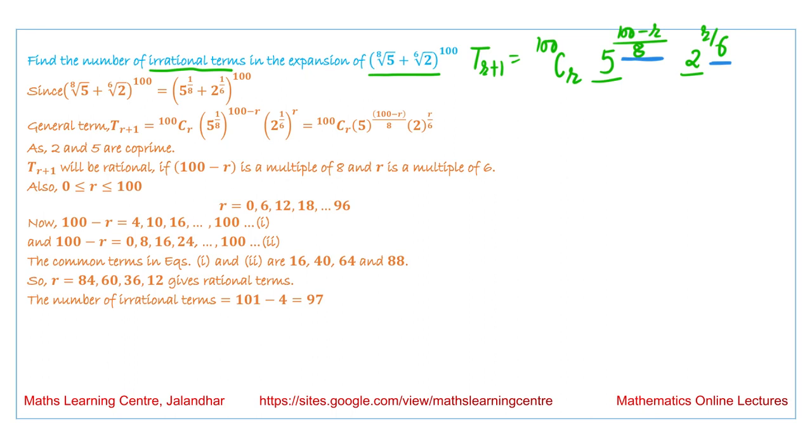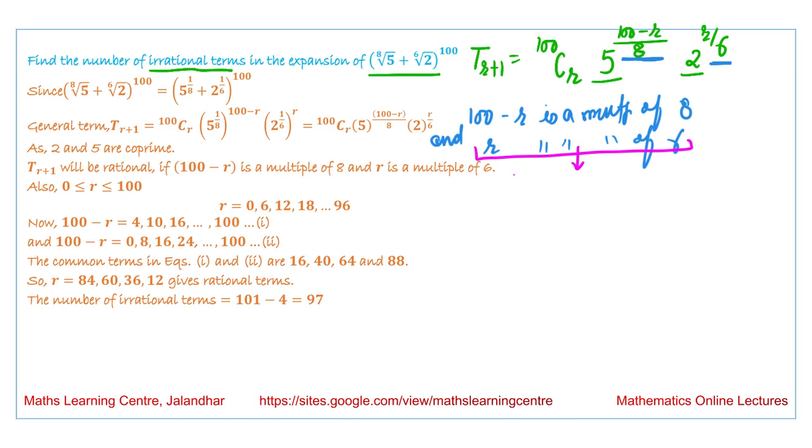So we require the values of r for which 100 minus r is a multiple of 8 and r is a multiple of 6. If we look at the values for which r is a multiple of 6, we are interested in the values 6, 12, 18, and so on up to 96. Out of these values, we want to find those for which 100 minus r is a multiple of 8. Suppose these are the values of r.